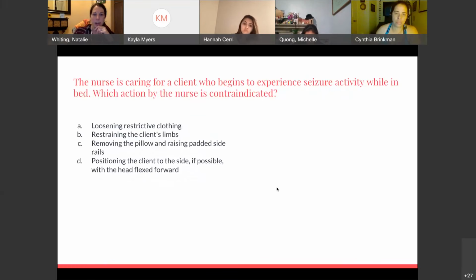The nurse is caring for a client who begins to experience seizure activity while in bed. Which action by the nurse is contraindicated? A, loosening restrictive clothing. B, restraining the client's limbs. C, removing the pillow and raising padded side rails. Or D, positioning the client to the side if possible with the head flexed forward.